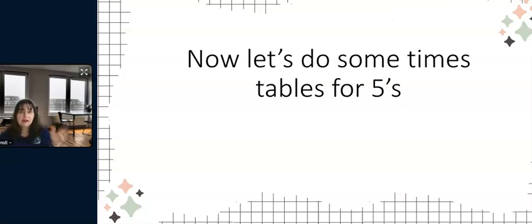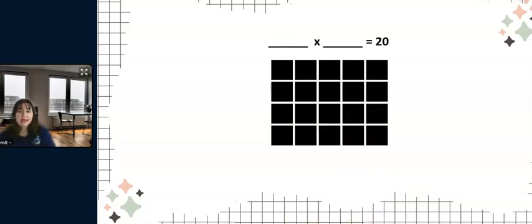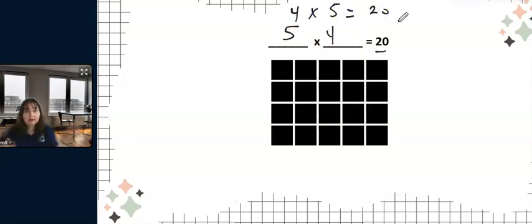Now, these are my own design for flashcards. And they work for some kids, they don't work for others. So if they work for your child, great. Okay, so we're going to try them. So we have 4 times 5, 5 times 4. We also have it set with 4 sets of 5, 5 sets of 4, 4 rows by 5 columns, 5 rows by 4 columns. And hopefully by then they got, oh, it's 20. Because 5 times 4 is 20, and 4 times 5 is also 20. So this way, they don't have to memorize them separately. Let's try to get some less facts in there.